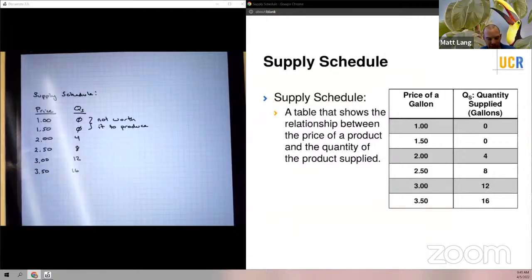Okay, but then $3.50 and 16. Notice what's happening though. If you remember last class, we were talking about which axis price should go on, whether it should be on the horizontal or the vertical axis. Is price the outcome, or is price the independent variable? And we've got it down as the outcome.